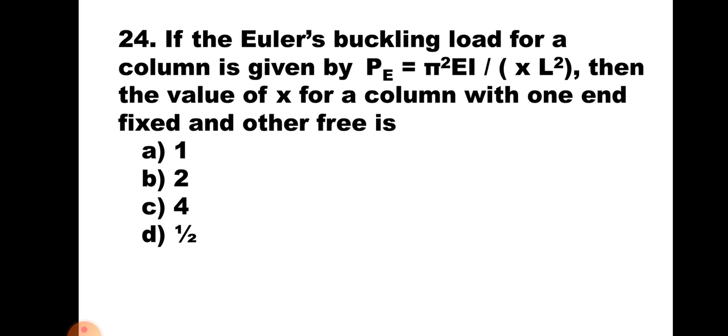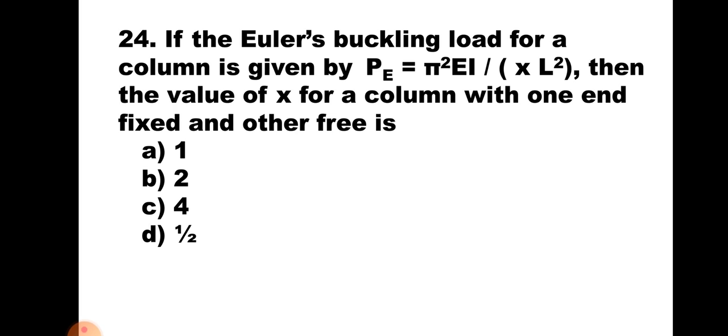Question number 24. If the Euler's buckling load for a column is given by PE is equal to pi square EI upon XL square, then the value of X for a column with one end fixed and other free is A 1, B 2, C 4, D 1 half. This is also a short question, very important one. Such type of questions are asked in the competitive exams.